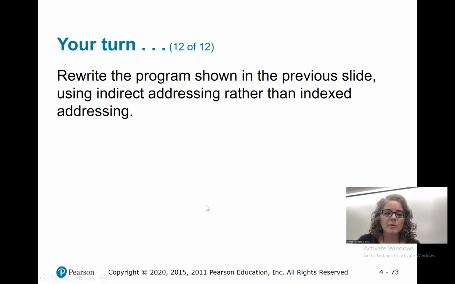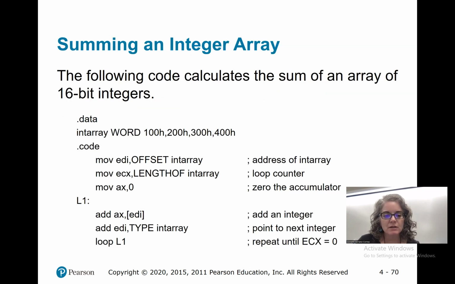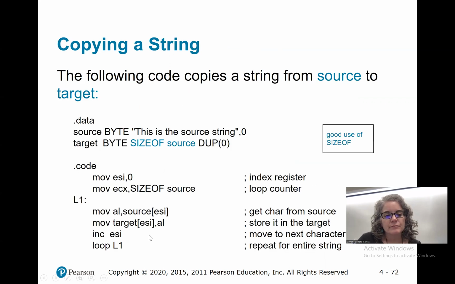So here says, rewrite the program shown in the previous slide using indirect addressing rather than indexed addressing. So this is what we call index addressing. And then indirect addressing, if you remember, it's using offset. So this is indirect addressing. It says use offset instead of using indexes. I prefer indexes just because it reminds me of the high level language. But either way, it's pretty easy.